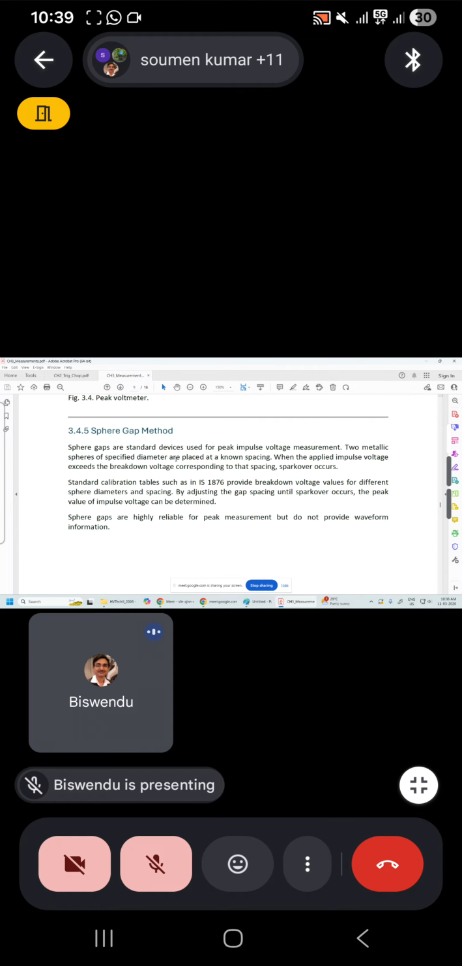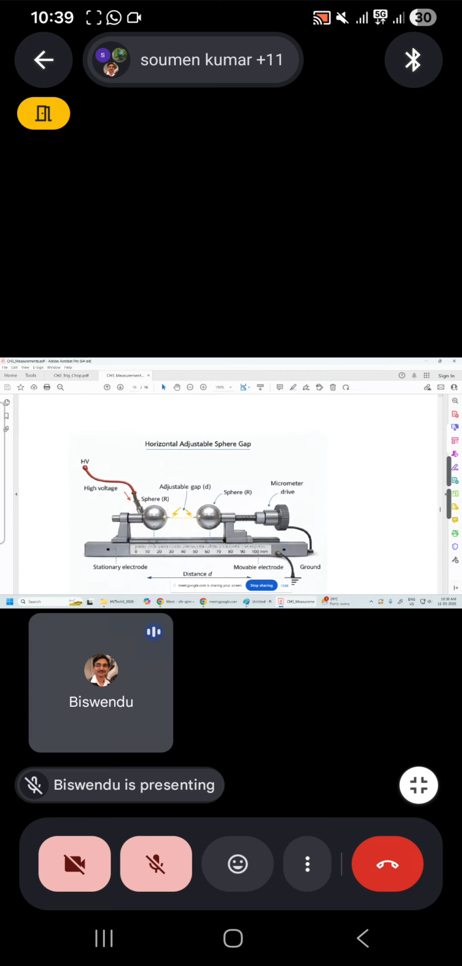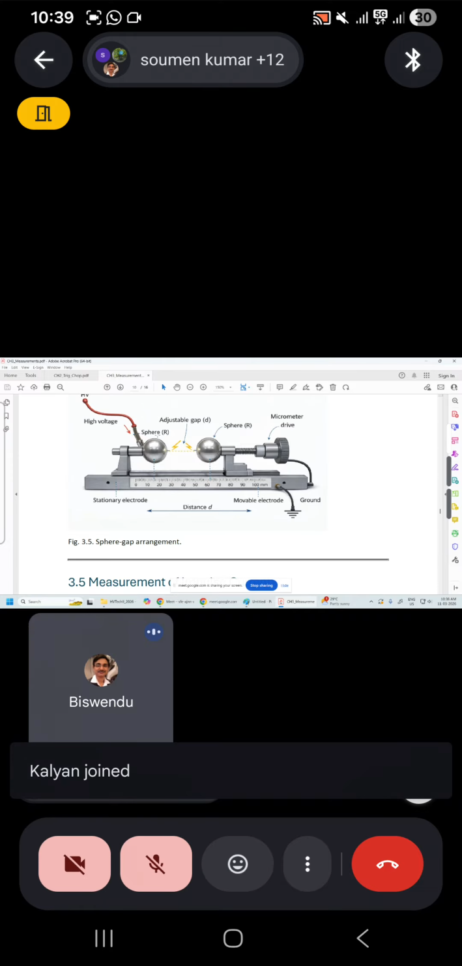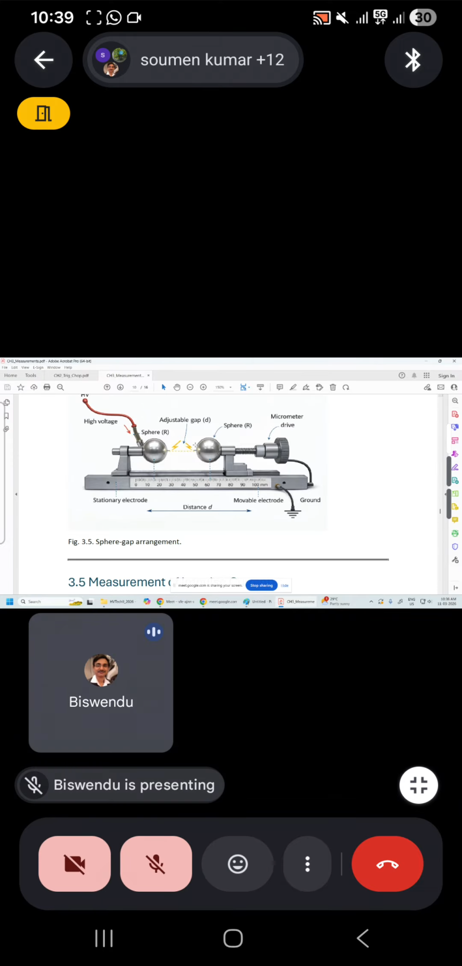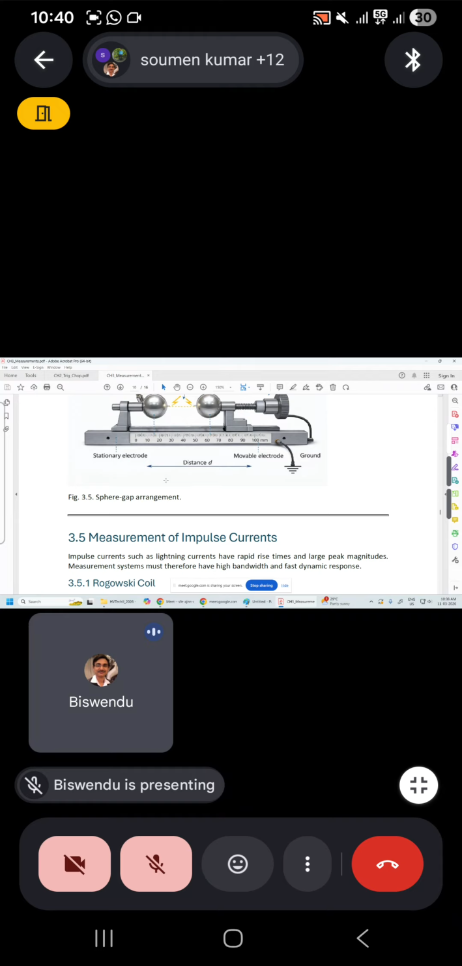Sphere gap method, nothing to explain. IS 1876. You have done the experiment also in 4th year: impulse calibration by the sphere gap method. But in examination, you will have to write this. Suppose this is the adjustable gap. IS 1876 tells that this much of gap will give you 50% DDV at this much of voltage. So this is about impulse voltage measurement.